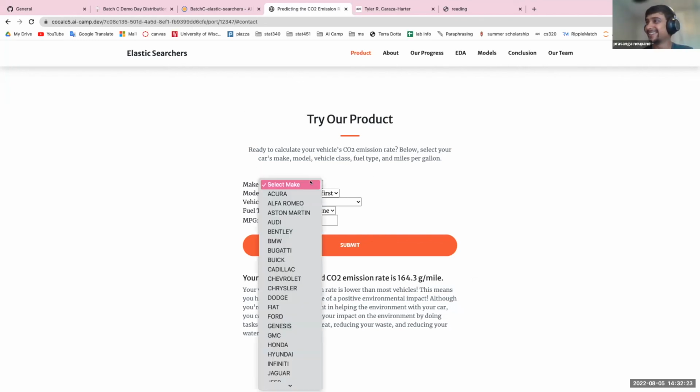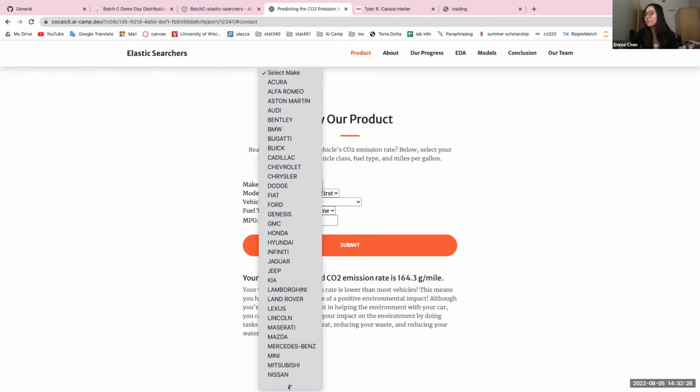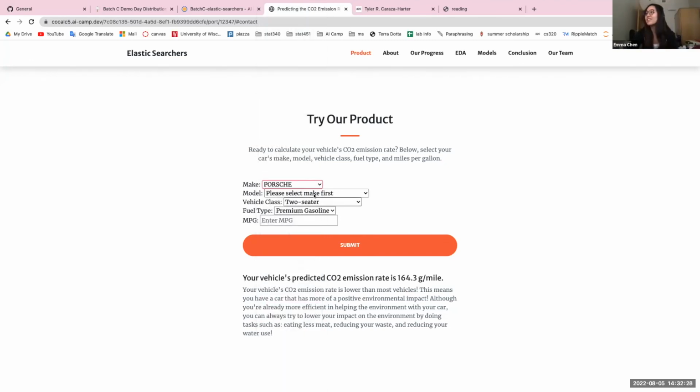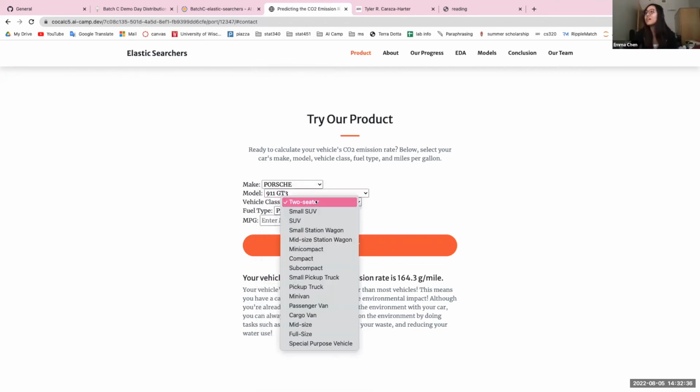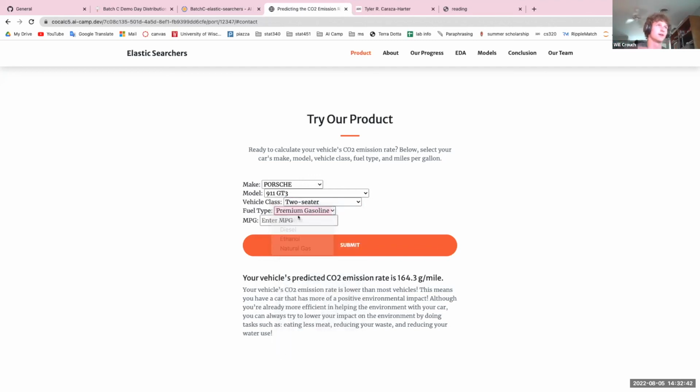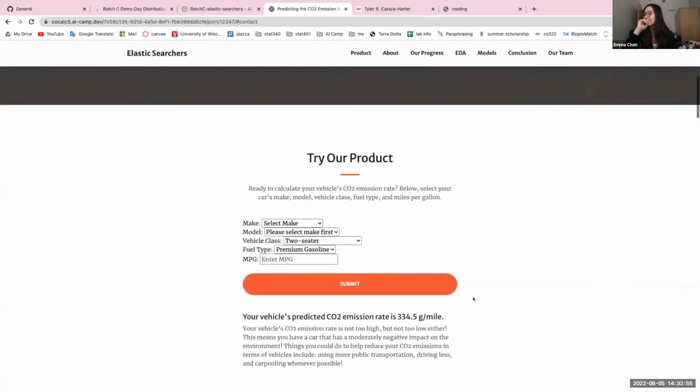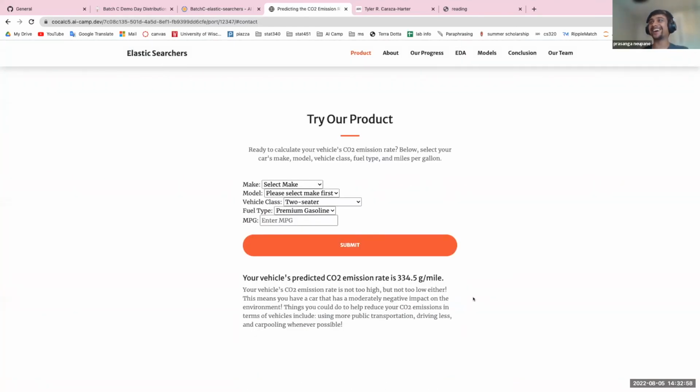Okay, there. Will, you want to try? Porsche. 911, Carrera S. Any of them work. I'll do GT3. 2-seater. Premium. Should be like 17 for the GT3. Okay. 17. Oh. Please don't buy that. Not too high, but not too low.